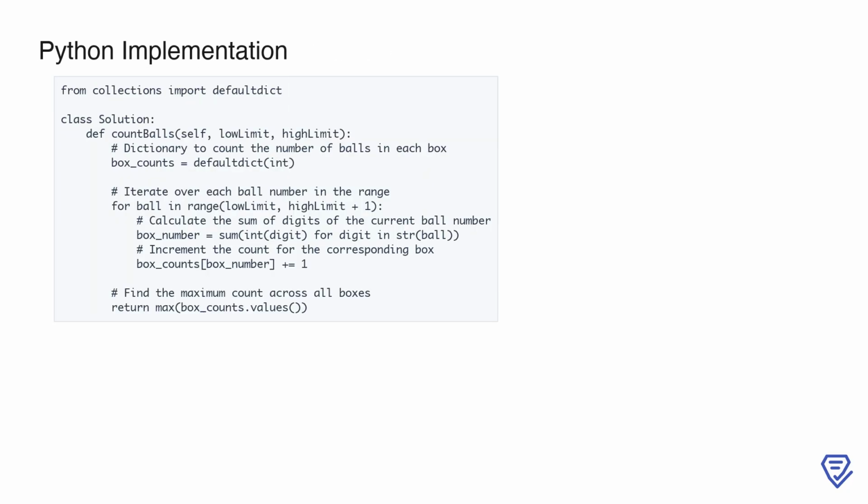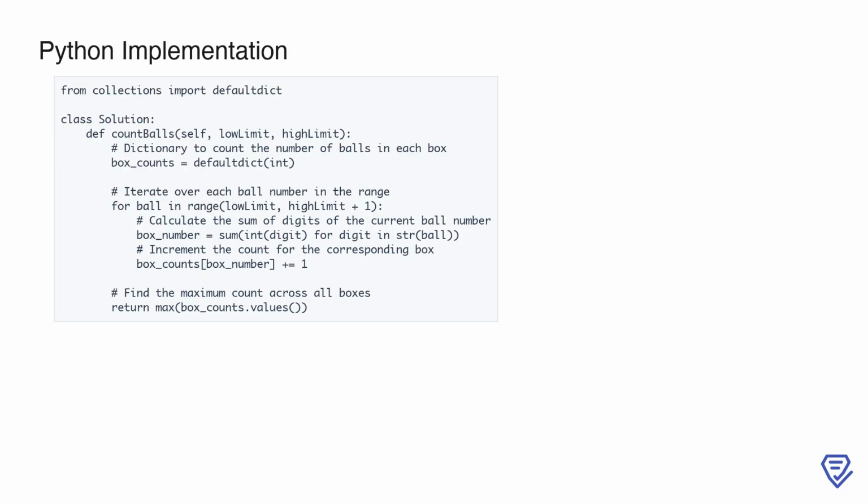This solution uses a dictionary to count the number of balls placed in each box, where the box number is determined by the sum of the digits of the ball number. First, we initialize a defaultdict with an integer default type. This allows us to increment counts without having to explicitly check if a key exists. Next, we iterate through all ball numbers from low limit to high limit, inclusive.